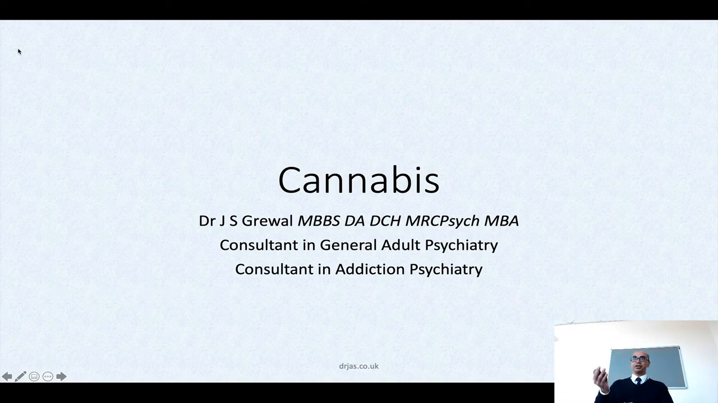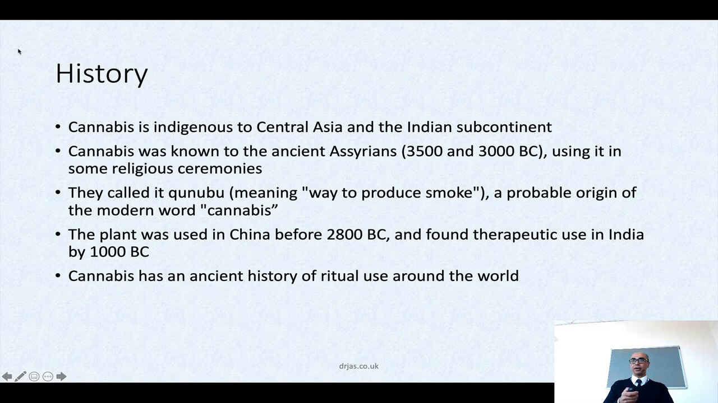Okay, today in this lecture we're going to be talking about cannabis, something you've certainly heard about, and there's a lot more to it than you might think. Cannabis has been around for millennia, and probably the origin of the word was a way to produce smoke. That's something I didn't know until I looked it up on Wikipedia. But importantly, cannabis has been used therapeutically for hundreds, if not thousands, of years in India and China, usually in the form of drinks. It's quite important because cannabis-based treatments are becoming quite popular now.